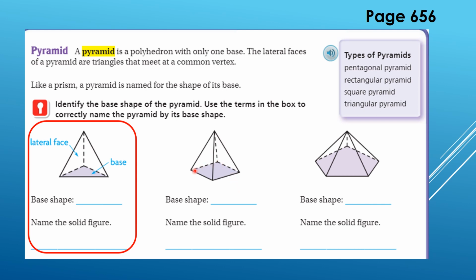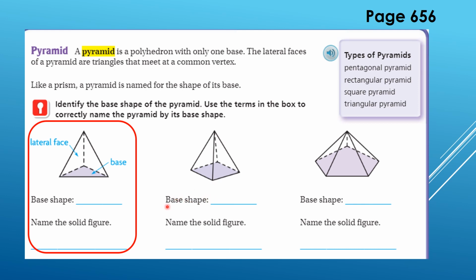They have only one base. Do you see any base on top? No, I do not see any base on top like in prisms. I only see one base at the bottom, and the faces are triangular faces. Do you see the faces? They look like triangles, and they meet at the top in a point called the vertex. So how do I name these pyramids? I should look at the base shape.